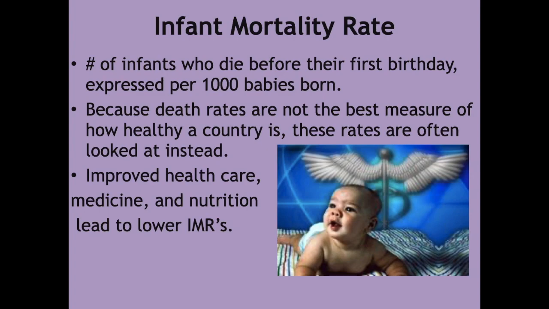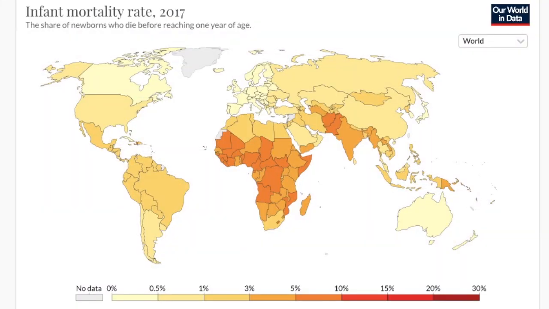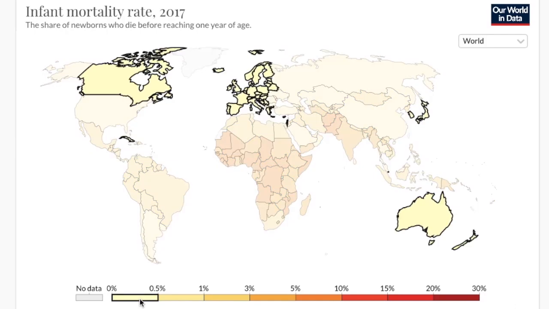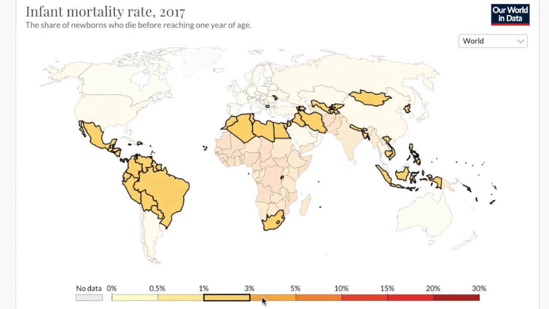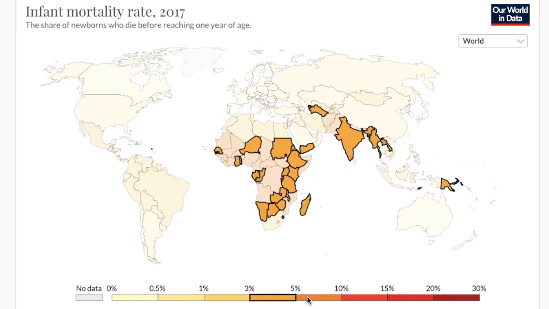It measures the number of babies who die before their first birthday, and that's expressed out of 1,000 babies born, again to make it so we can compare different countries. And so improved healthcare, medicine, and nutrition lead to lower IMR, which is infant mortality rate. And so this map shows us the infant mortality rate for 2017. You see the countries with the lowest infant mortality rate are in Europe, Australia, and Canada, where then the US is in that second group, that second lowest, with much of Asia. As the infant mortality raises, we tend to be concentrated in Africa or Southern Asia.